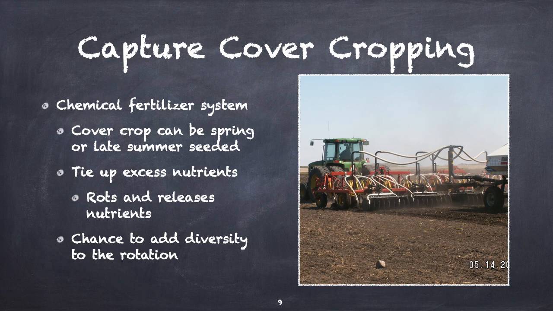So when we look at the chemical fertilizer system, cover crops can be either seeded in the spring or late summer as it's needed. We still want to tie up those excess nutrients that are in that soil, and this way, once again, that catch and release. So it's going to capture it, put it into plant material. The plant's going to die, and then that plant is going to be rotted down. In this chemical system, having this cover crop is going to be a real good way to add diversity to the rotation. So adding different functional plant groups to that rotation.